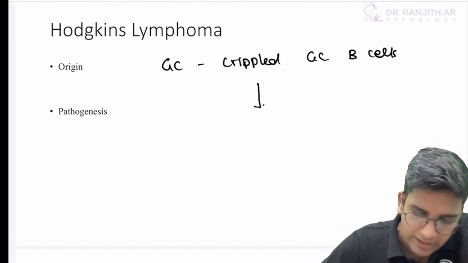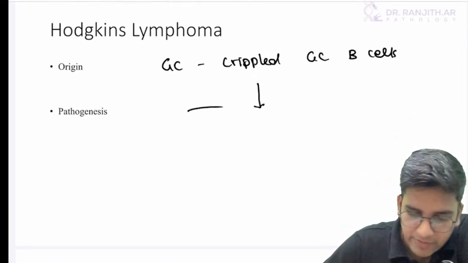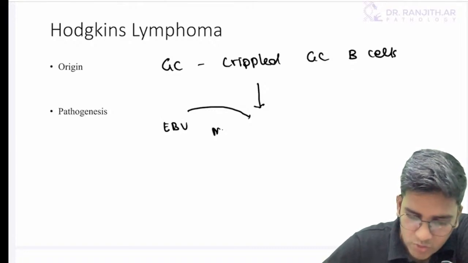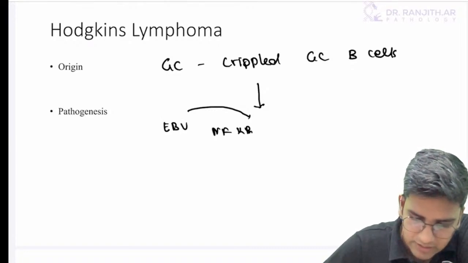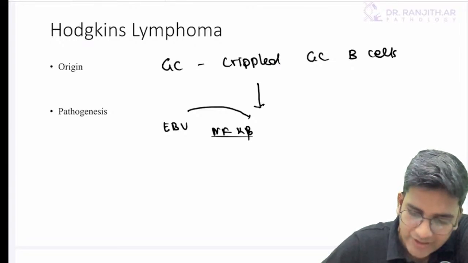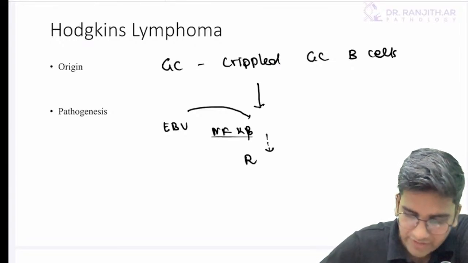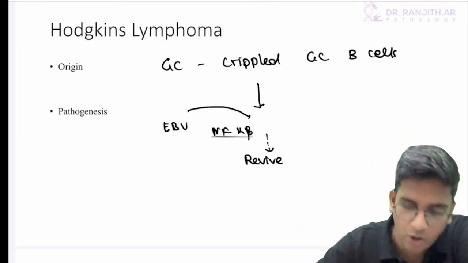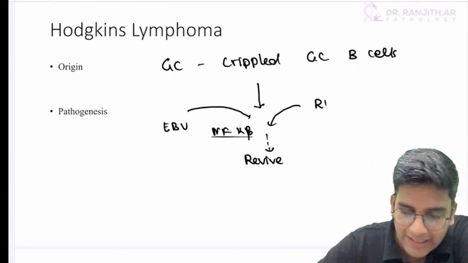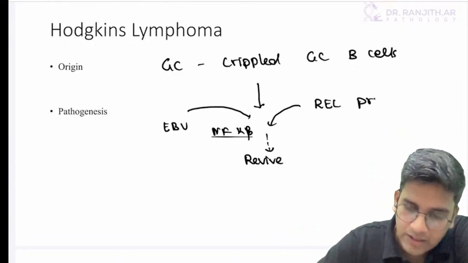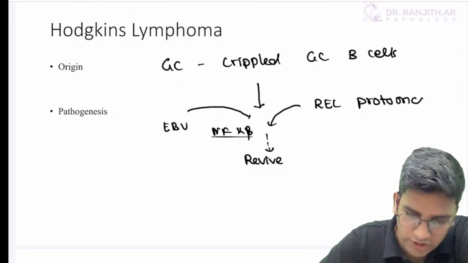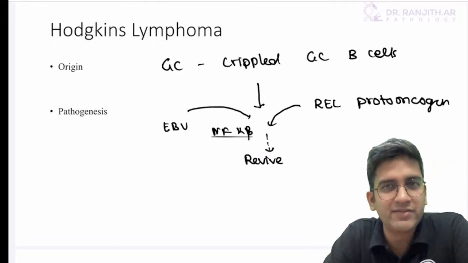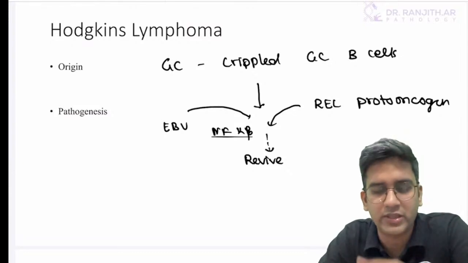So this about-to-die germinal center B cell will either be hit by my Epstein-Barr virus, which gives nuclear factor kappa B, which is going to revive the dying cell. It's dying, so I'm going to give some nutrition. Or I have a mutation called REL, not RET, REL proto-oncogene. Okay, so that also is going to cause the revival of a cell which is about to die.